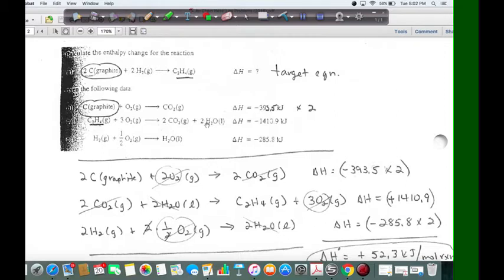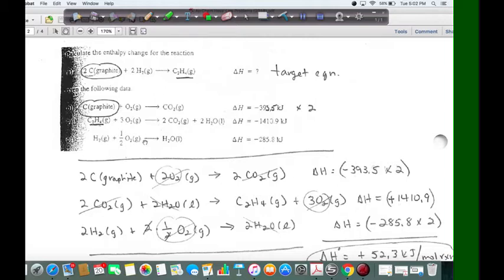2CO2 as a gas plus 2H2O as a liquid is going to give me C2H4 as a gas and 3O2. Now be careful, because when you flip the equation, you actually end up changing the sign on the enthalpy. So because I flipped it, I have to make this a positive 1,410.9 kilojoules. So I've used the first 2 steps.